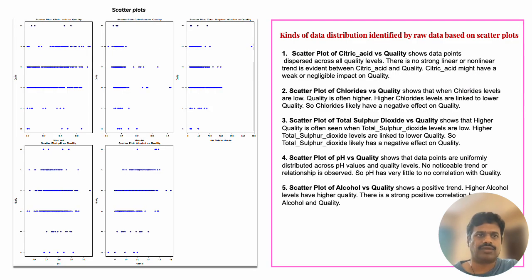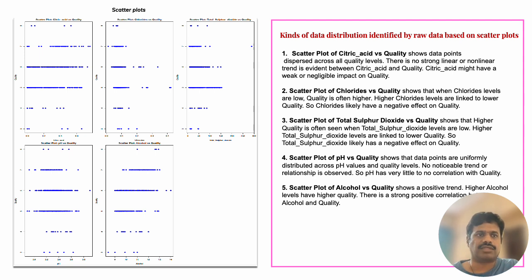So we look into the scatter plots in the PDF file, and we try to find out if there is any correlation between the predictor variables and the target variable. We can see that for chlorides and sulfur dioxide there is very little correlation or negative correlation. When the values of chlorides and sulfur dioxide are low, the values of quality are high. The values of pH are uniformly distributed, so it has very little correlation with quality. And if the values of alcohol are high, the quality of the wine is also high, so it has a strong positive correlation.